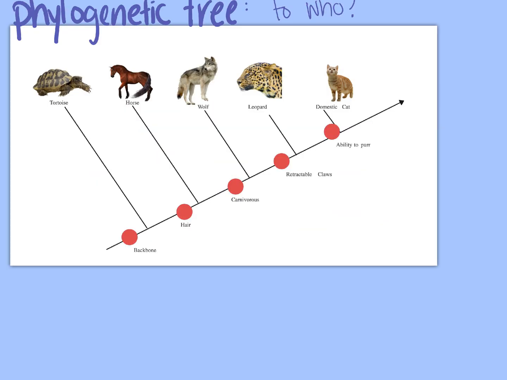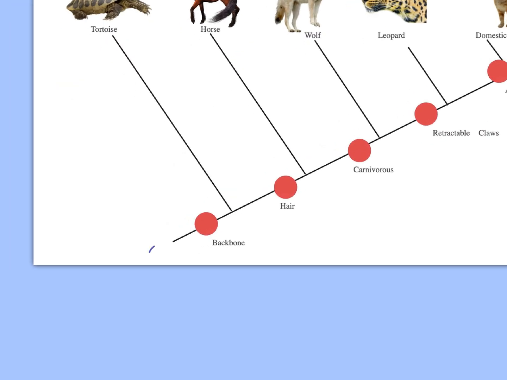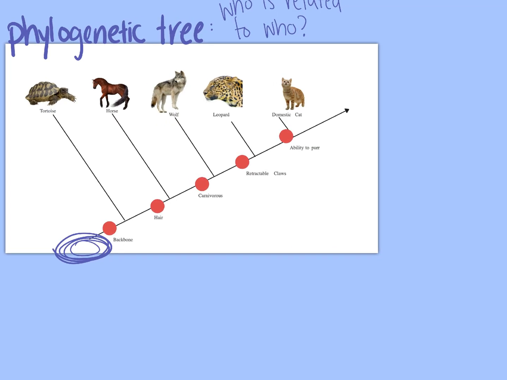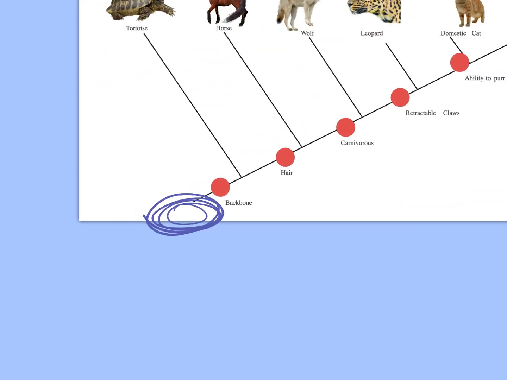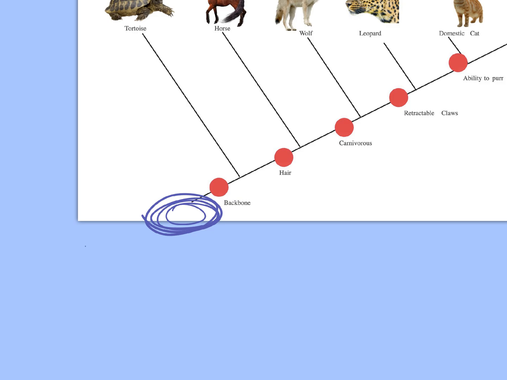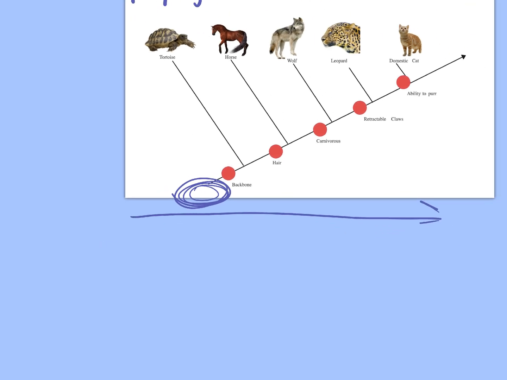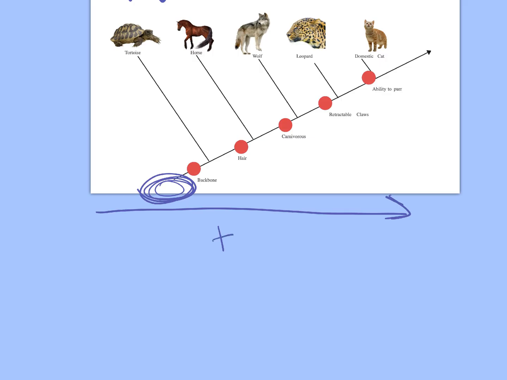So in this phylogenetic tree, we can see that the oldest common ancestor is way back here. That might be a species that came before a tortoise or a domestic cat. This is because time moves forward on the phylogenetic tree. So this is more recent, and this is the past.